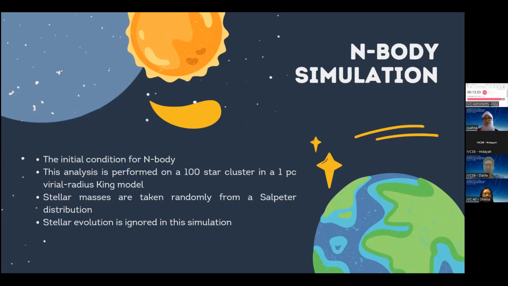So in N-body simulation, there are a few steps that we have to do before. The first step is we determine the initial condition for the N-body, where in this analysis, we perform on a 100 star cluster in a 1 pc virial radius King model. The stellar masses are taken randomly from a Salpeter distribution. And in the simulation, we ignore the stellar evolution. Next.